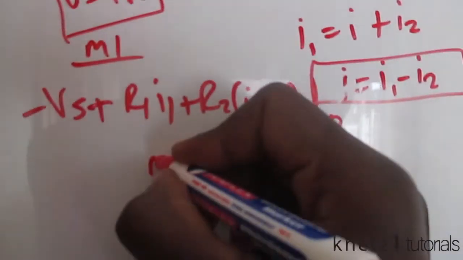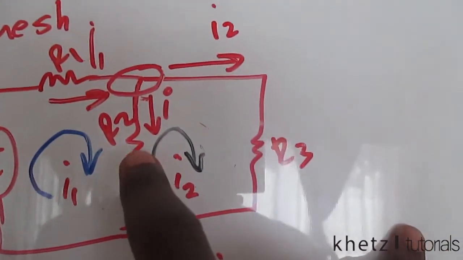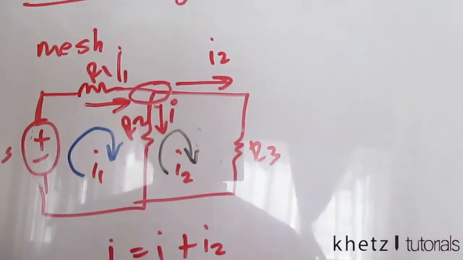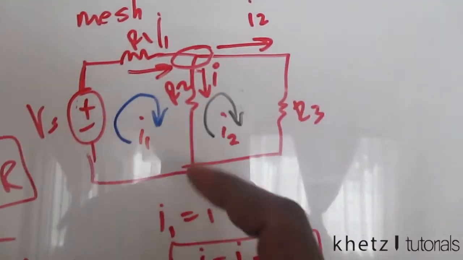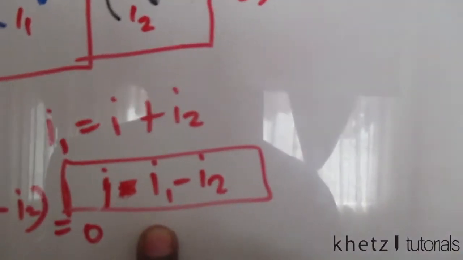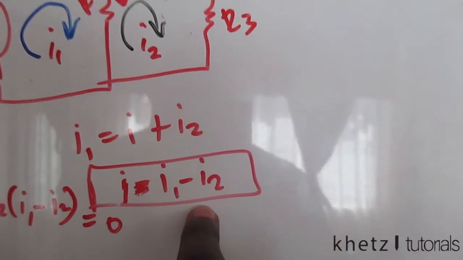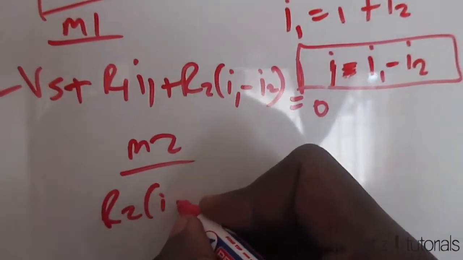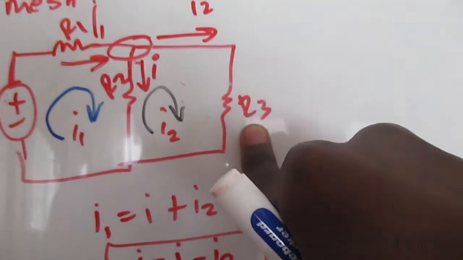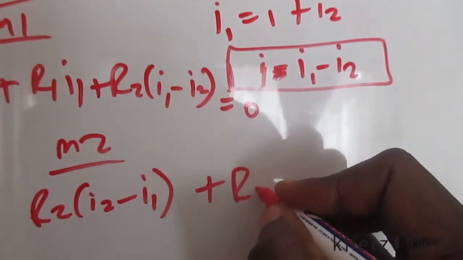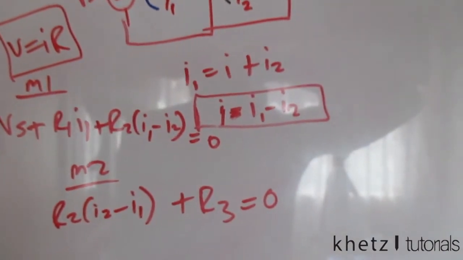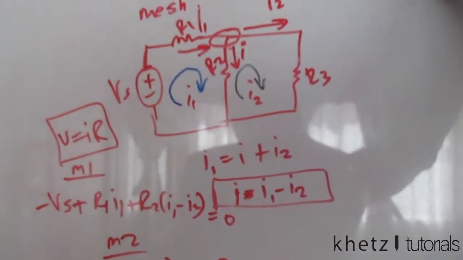Moving on to mesh 2. Here, let's start at R2. If you look at I2, it's going in the opposite direction of I. It's going up, so it's the negative of I. If I is I1 subtract I2, then the negative of that is I2 subtract I1. So we say R2 times (I2 subtract I1) in the case of the second mesh, and move on to the final element in the same mesh, which is R3. So plus R3 I2 equals 0. This is just an example of how to form your equations in mesh analysis.